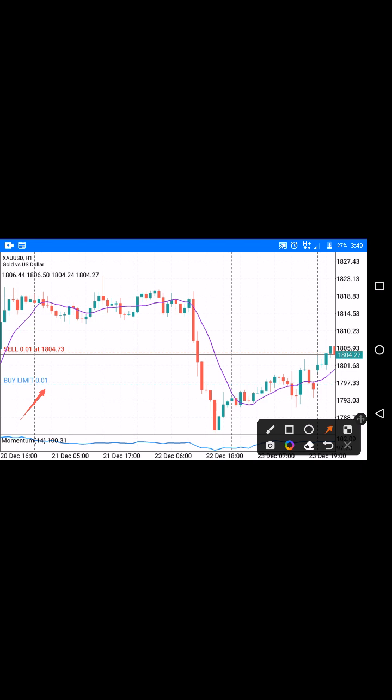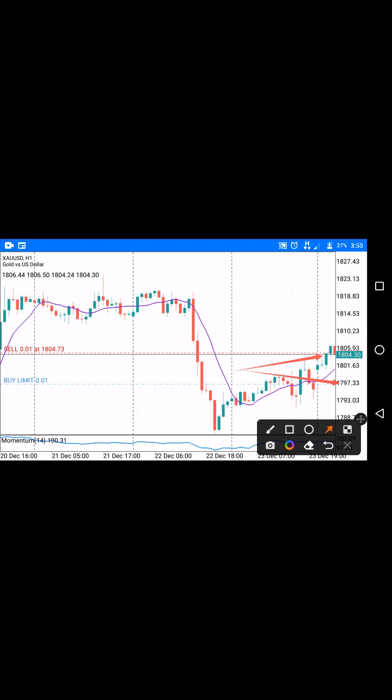With my buy limit I bought it. I'm saying that right now the current market price is here. If the market price reaches here, which is around 1797.33, it will open a buy trade for me. It will open a trade for me, which is a buy.